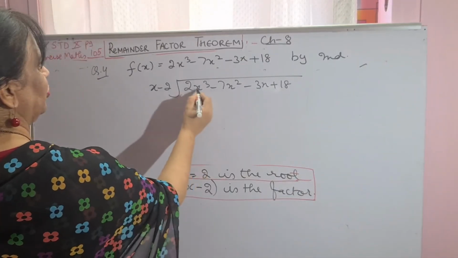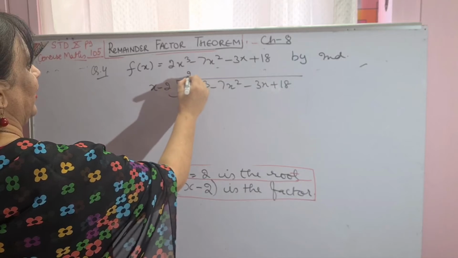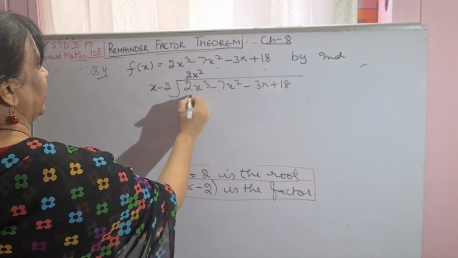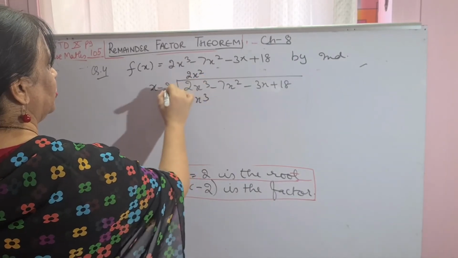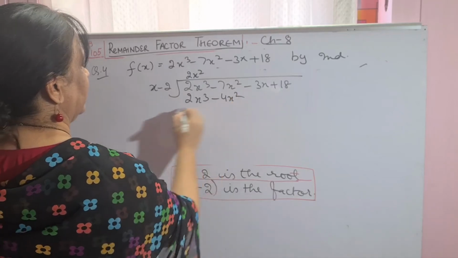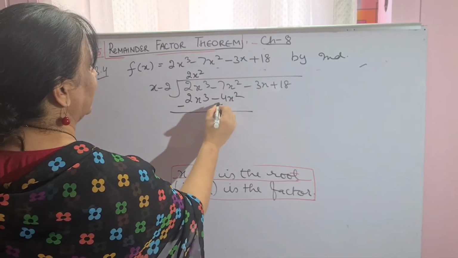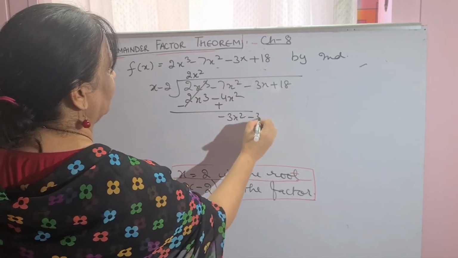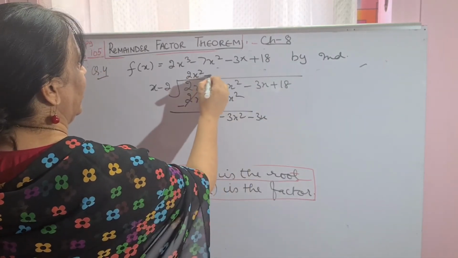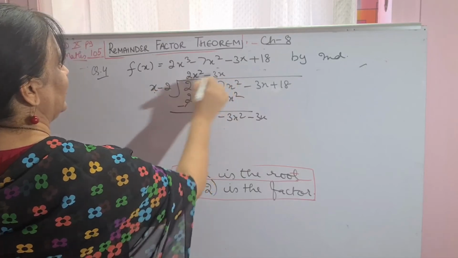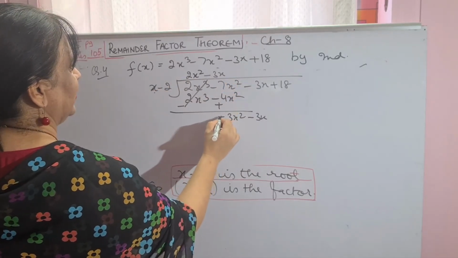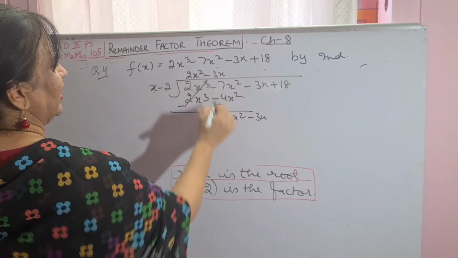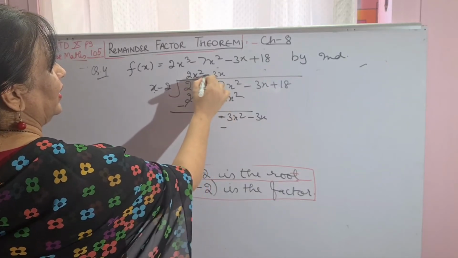See, I need 2x cube. I have only x, so I'll multiply by 2x square. 2x square into x, 2x cube, 2 fours are minus 4x square. You know what to do, change the signs. I got minus 3x square here. I'll just copy down first because I already have one. Again I'll multiply x with 3x, and the sign has to be the same. This sign and this sign will be the same.